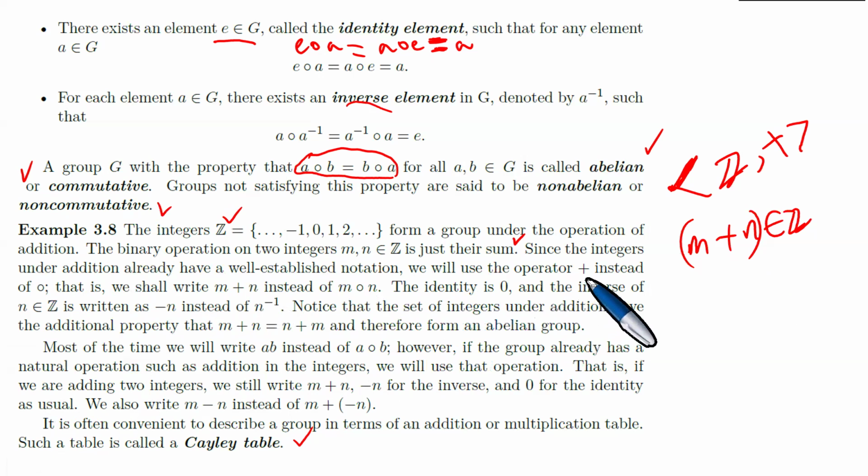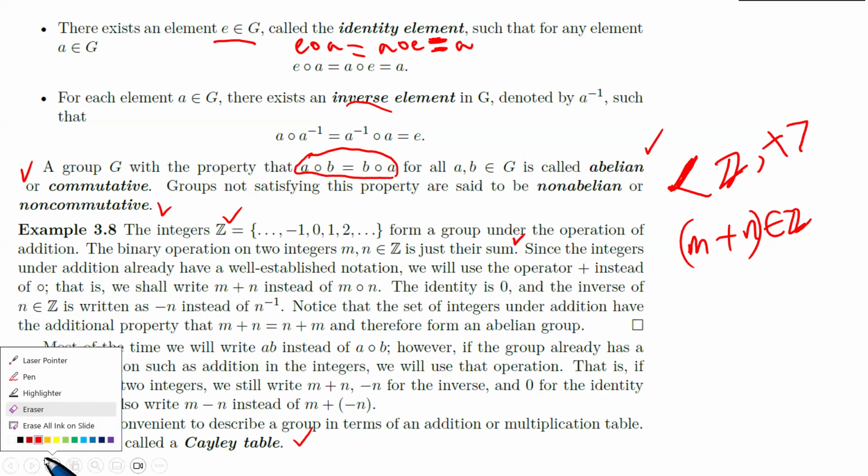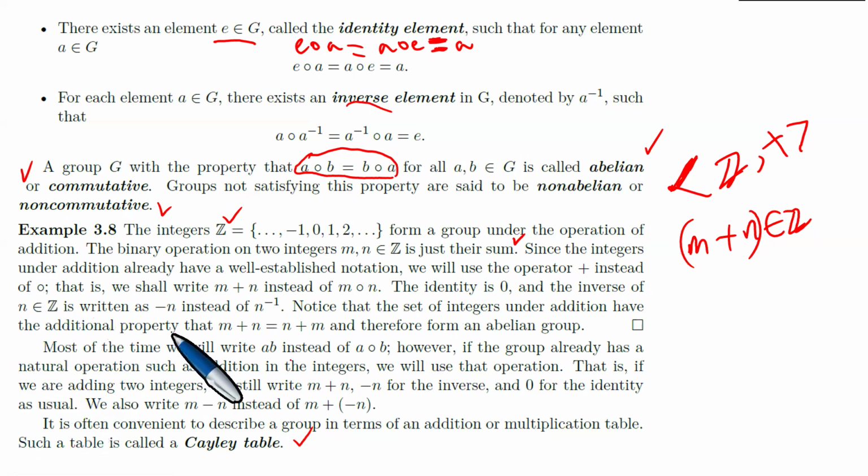Since the integers under addition already have a well-established notation, we will use the operator addition instead of the composition. So instead of speaking about the composition of m and n for the integers, we're going to use addition. The identity is 0. And the inverse of n in Z is written as minus n instead of n inverse.